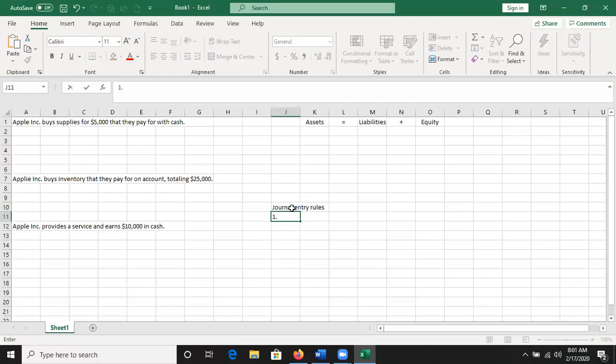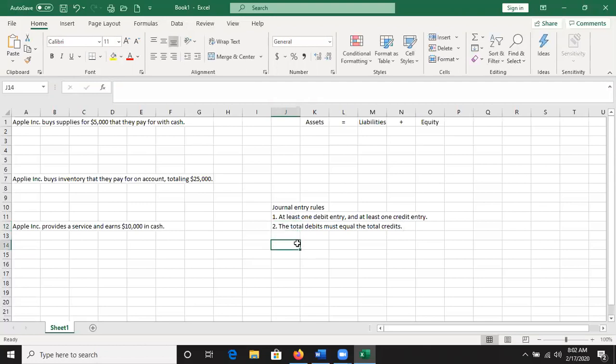The first rule: each journal entry must have at least one debit entry and at least one credit entry. So a journal entry could have 27 debits and then only one credit. That's fine. But it needs at least one debit and at least one credit. The second rule is that the total debits, when added together, must equal the total credits when added together.